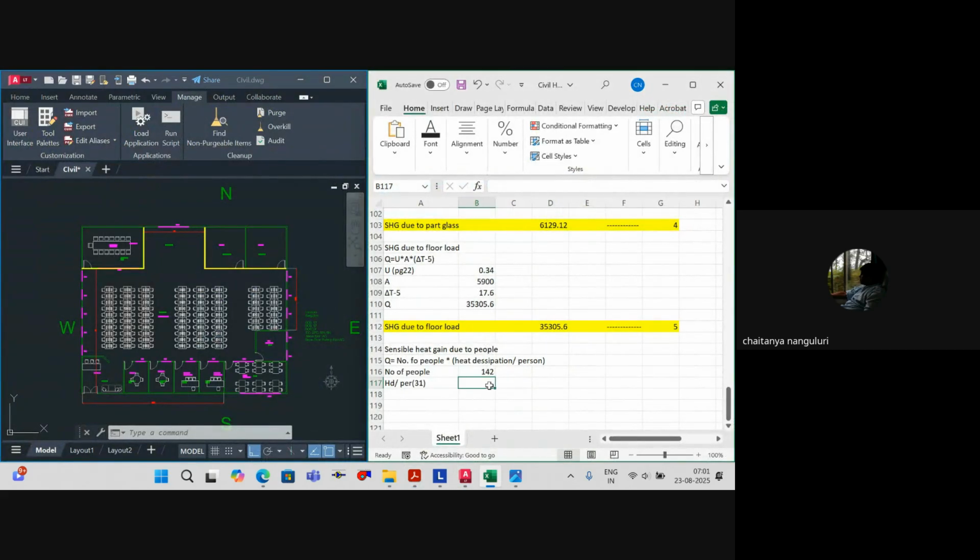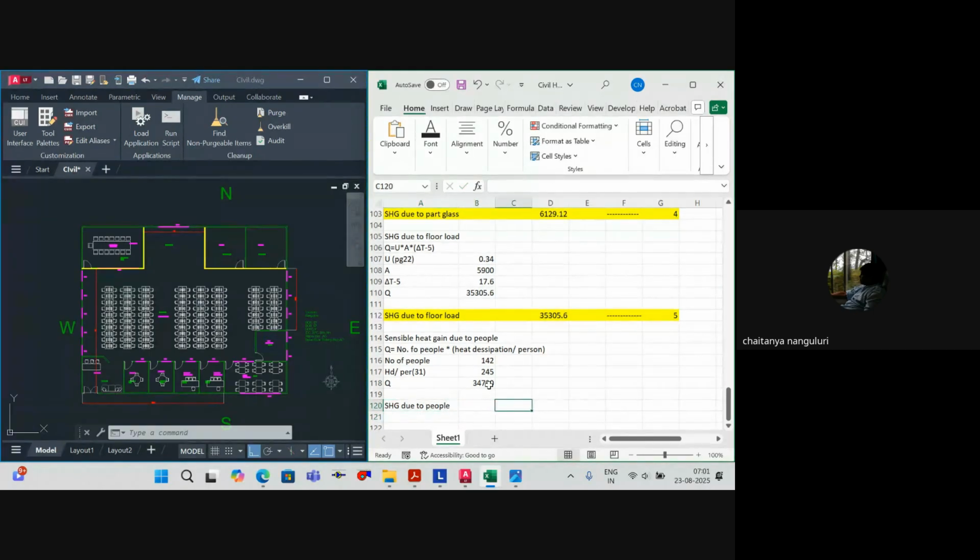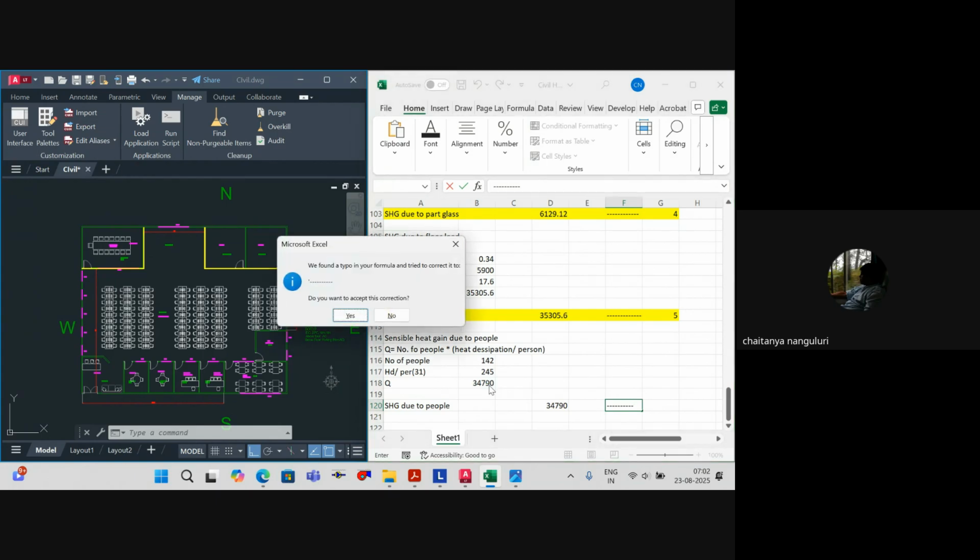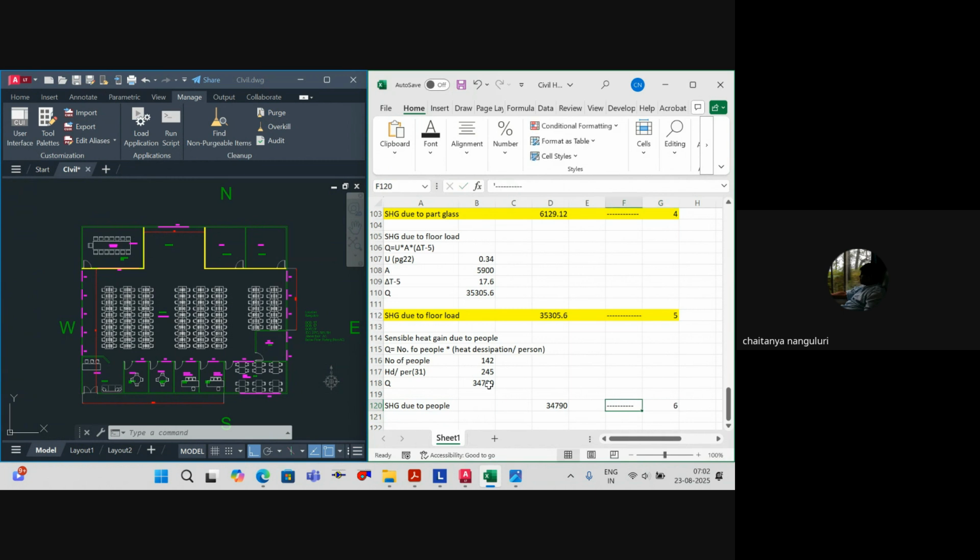So this value is 245. So your Q value, what we have to do is equal to number of people into BTU per hour. So automatically we will get this value. So sensible heat gain due to people, that is nothing but this guy, which is like our value of this all BTU per hour. This is equation number 6. You agree?